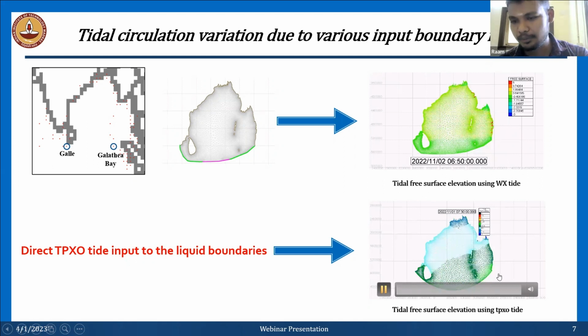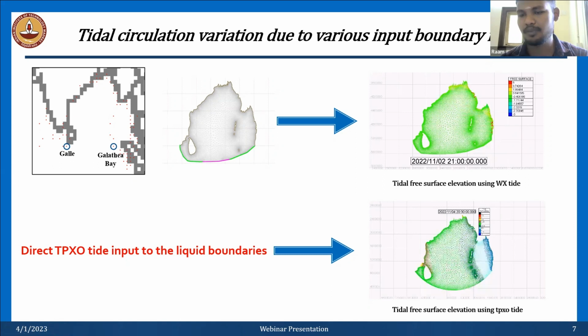You can see the tidal circulation in this zone. This is an actual tide. If you observe the data from this single point, we can see that high tide and low tide are changing based on the topography.